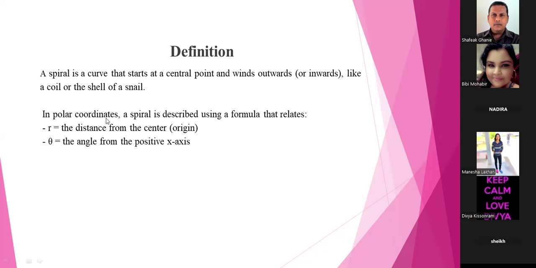In polar coordinates, a spiral is described using a formula that relates r, which is the distance from the center or the origin, and theta, which is the angle from the positive x-axis.